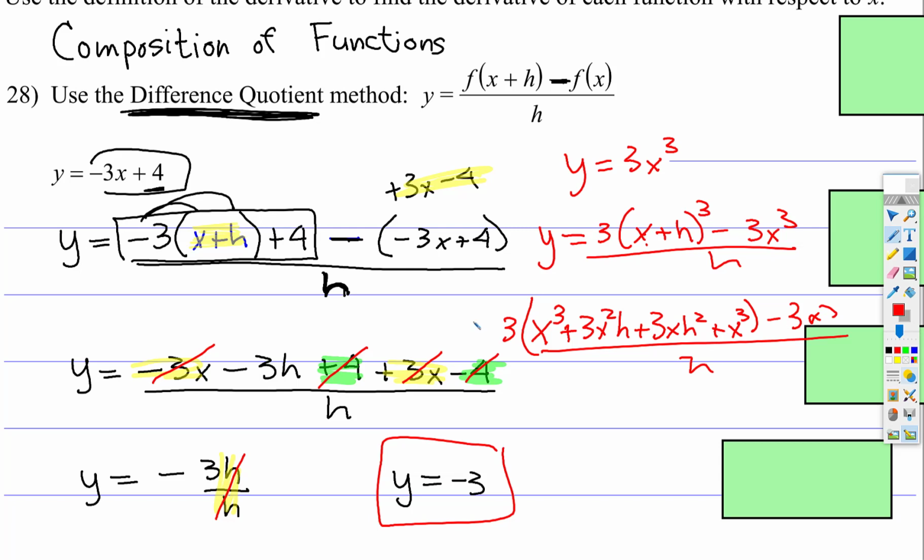Then you do the distributive. It gets more complex, but for a simple linear equation, this is what you have to do. All right, that's it for composition of functions, the difference quotient.